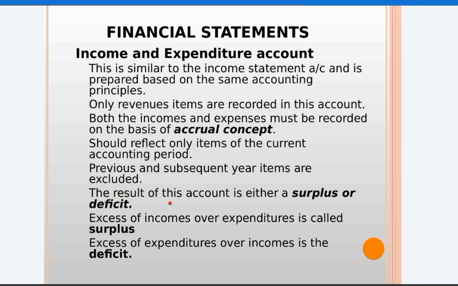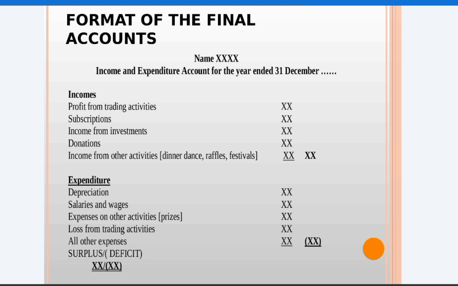Then at the end of the day, this account should tell us whether we have a surplus or a deficit. It will be a surplus if the incomes are more than the expenses, and a deficit if the expenses are more than the incomes. So that income and expenditure account, as we said, must be prepared on the basis of the accrual principle of accounting. The format of the income and expenditure account is, as you can see from the screen.